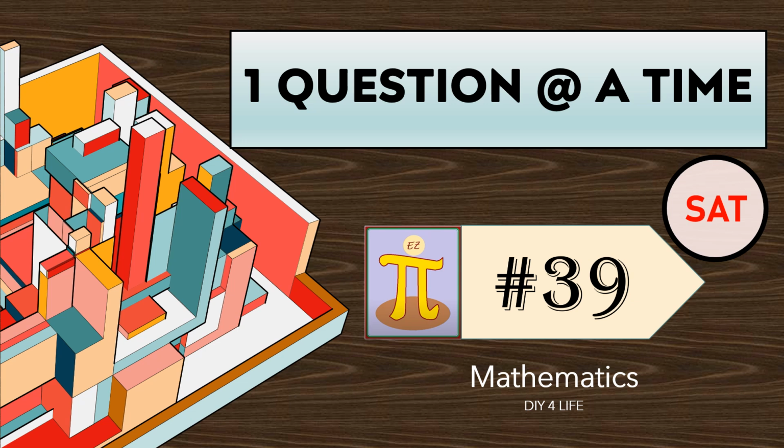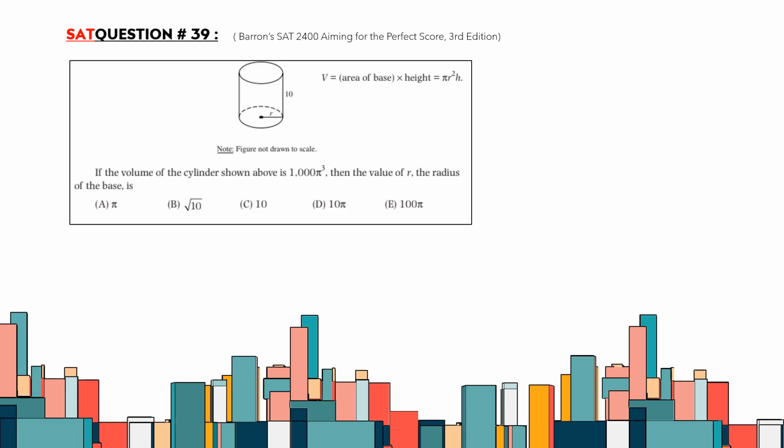Question number 39. If the volume of the cylinder shown above is 1000 pi cubed, then the value of r, the radius of the base, is... So we have to... I don't know if they will give the formula for the volume of the cylinder, but right here we already have it.